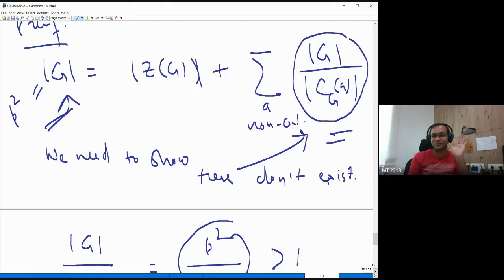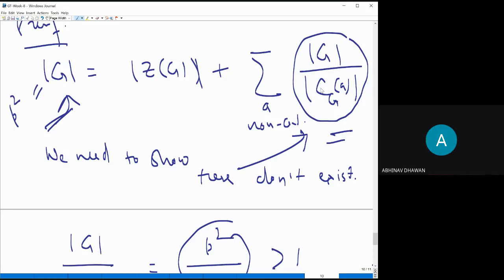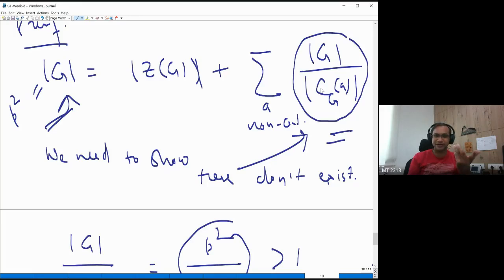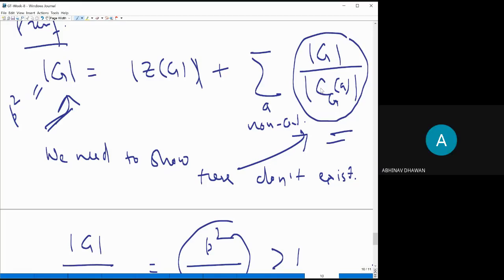I am using that our group has order p square. This is important, otherwise I can't conclude that. So I have to say that it is not 1. And this will be not 1 for any non-central element. And hence we are saying that the order of the centralizer of A is either 1 or P. It cannot be P square.